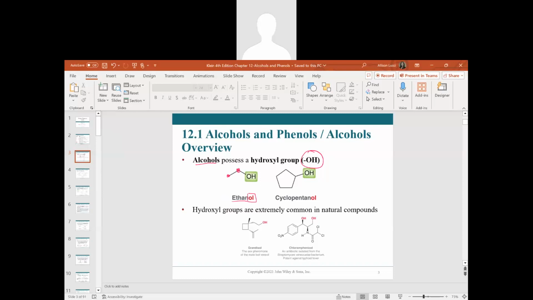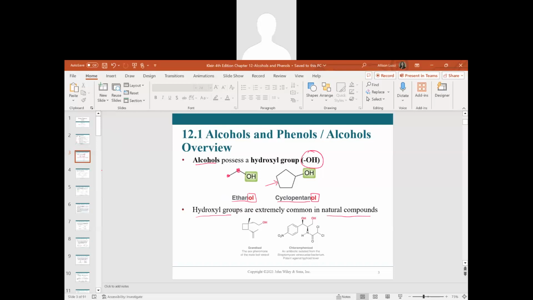Similarly, we would name our cycloalkanes using the parent cyclopentane, removing the ending and replacing the ending with OL. So we have cyclopentanol. We're told in the textbook and here both that hydroxyl groups are extremely common in natural compounds. If you know the structures of sugars, glucose, fructose, there are hydroxyl groups in those as well. Compounds are fairly water soluble, so that's probably why we see them a lot in these natural compounds, because we see water quite often as a solvent in biological processes.